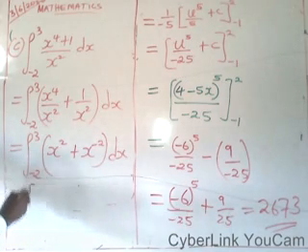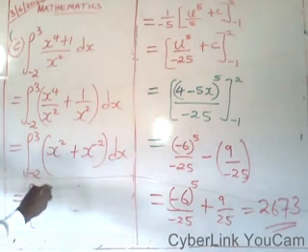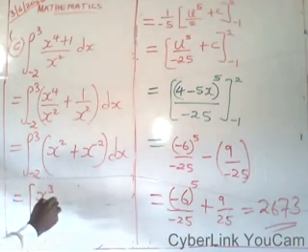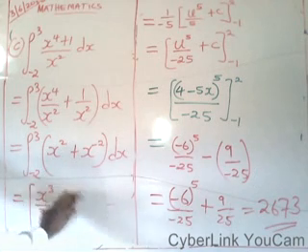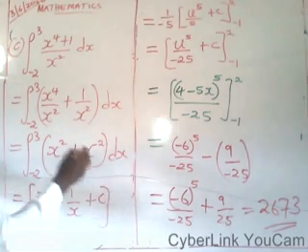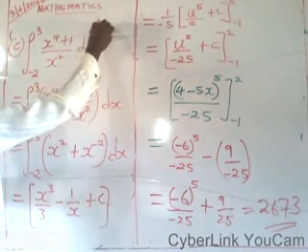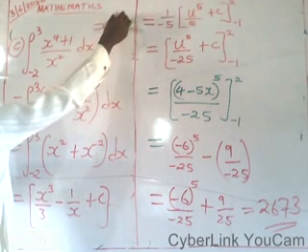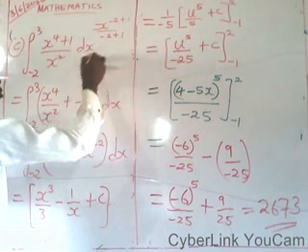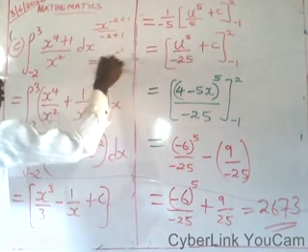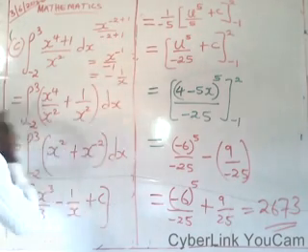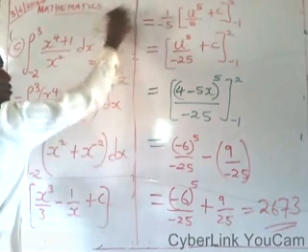If you integrate this, you are going to have x raised to power 3 all over 3. If you integrate this, you are going to have what? Minus 1 over x plus c. Why is it so? You have x raised to power -2. You want to integrate it: it will be x raised to power -2 plus 1 all over -2 plus 1. And this is going to be x raised to power -1 all over -1, which is the same as -1 over x. And that was how I got it. So take note of that.